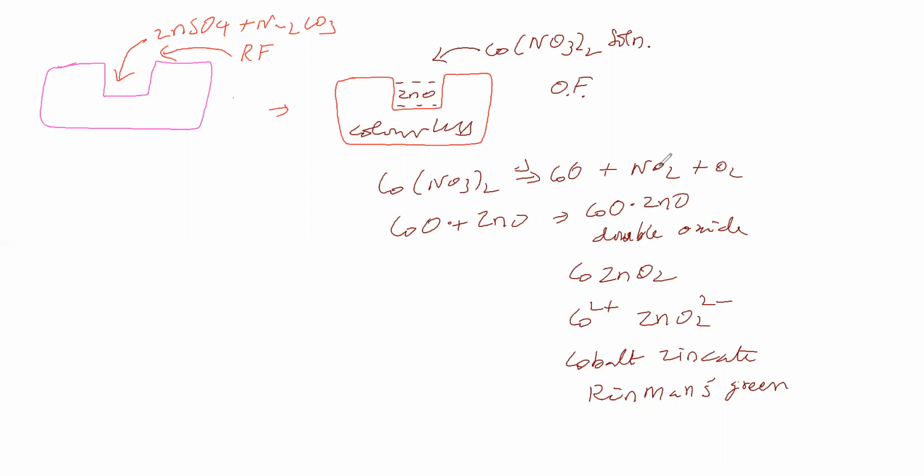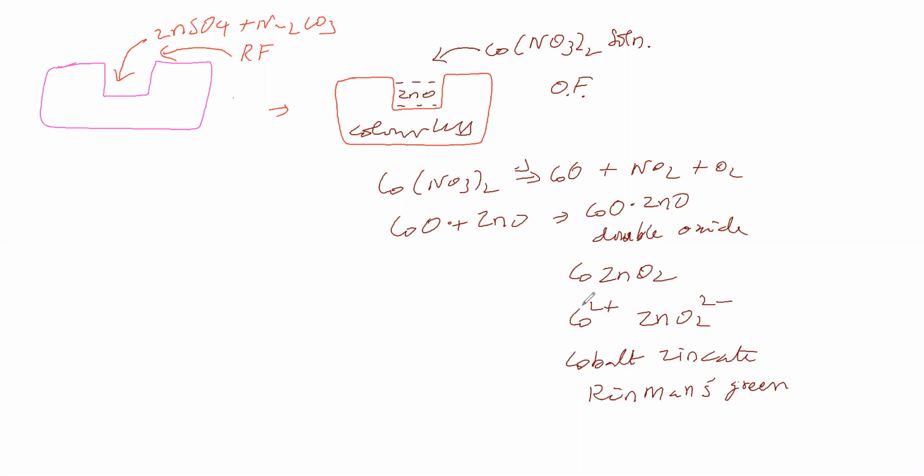Nitrate on decomposition gives NO2 and O2. This cobalt is becoming cobalt oxide, a metallic oxide. This cobalt(II) oxide, CoO, and this zinc oxide, ZnO, become a double oxide, CoO·ZnO. This we can write as CoZnO2.